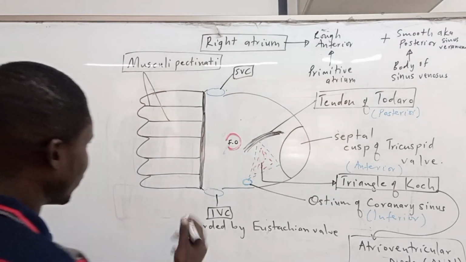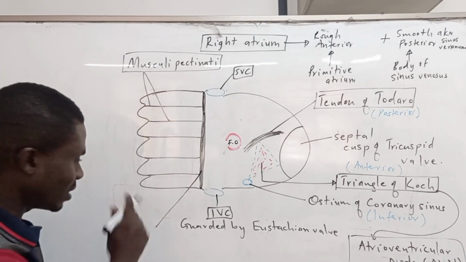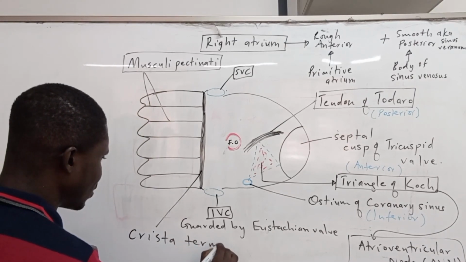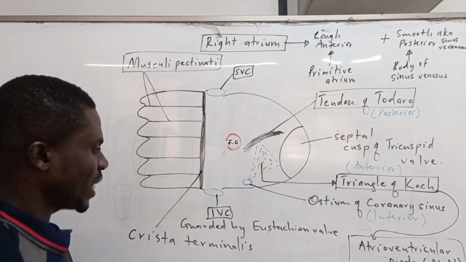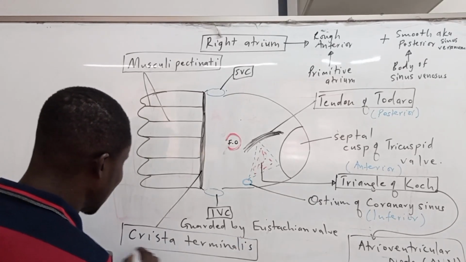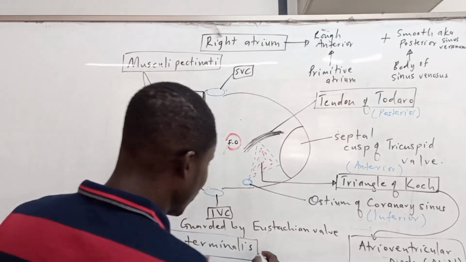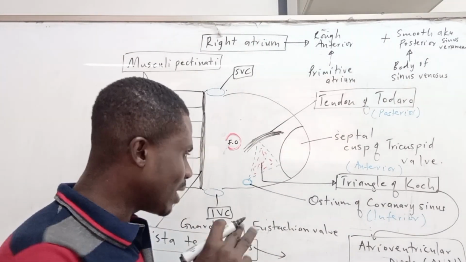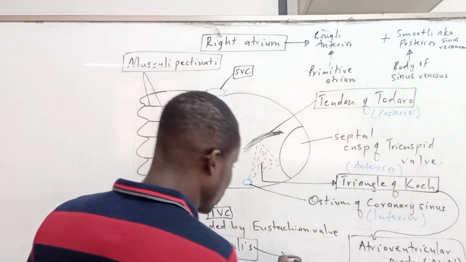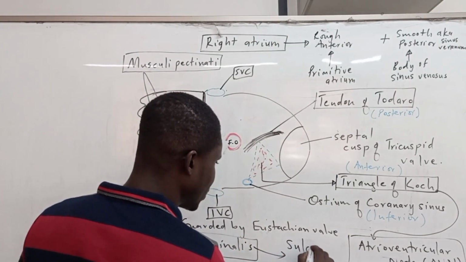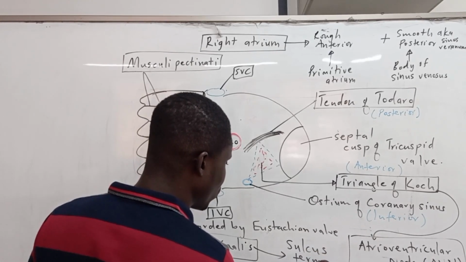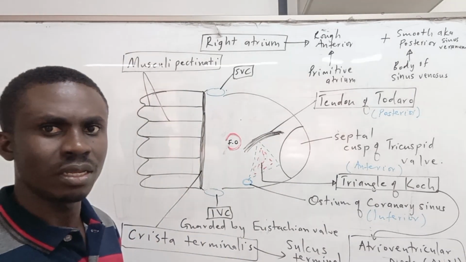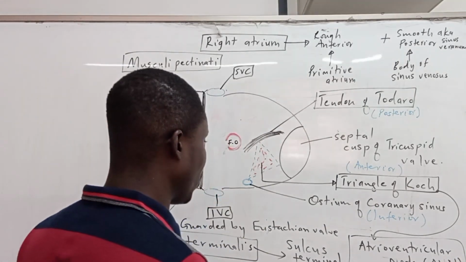Now this thing which separates them, the connection internally, is something we call crista terminalis, or terminal crest. That is the internal aspect. How about the external aspect? If you come outside, you see that the same crista terminalis shows a feature corresponding to what is present inside, and that is something we call the sulcus terminalis. Externally, we call it the sulcus terminalis or terminal sulcus. That is something I want you to become aware of.